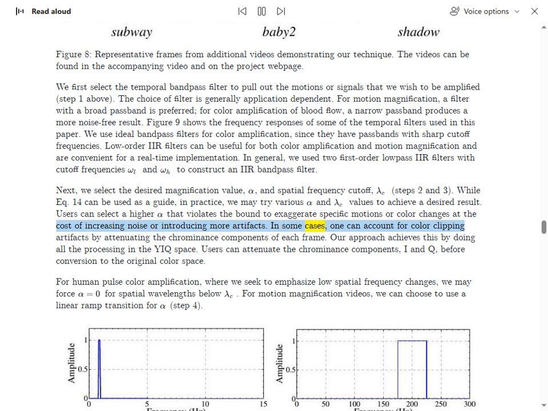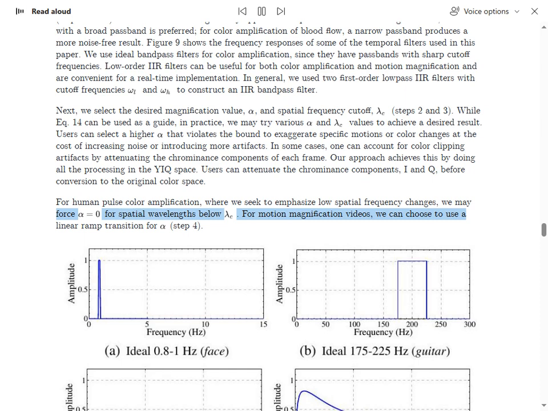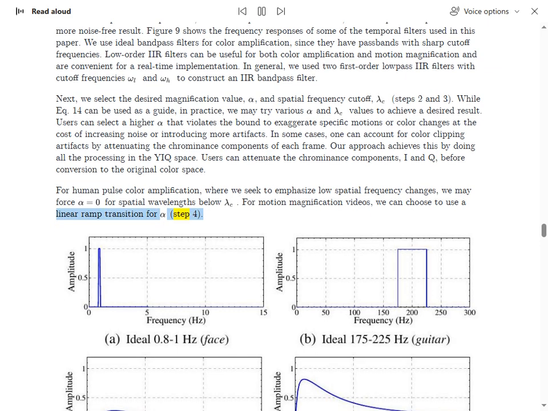In some cases, one can account for color clipping artifacts by attenuating the chrominance components of each frame. Our approach achieves this by doing all the processing in the YIQ space. Users can attenuate the chrominance components, I and Q, before conversion to the original color space. For human pulse color amplification, where we seek to emphasize low spatial frequency changes, we may force alpha equals 0 for spatial wavelengths below lambda subscript C. For motion magnification videos, we can choose to use a linear ramp transition for alpha, step 4.